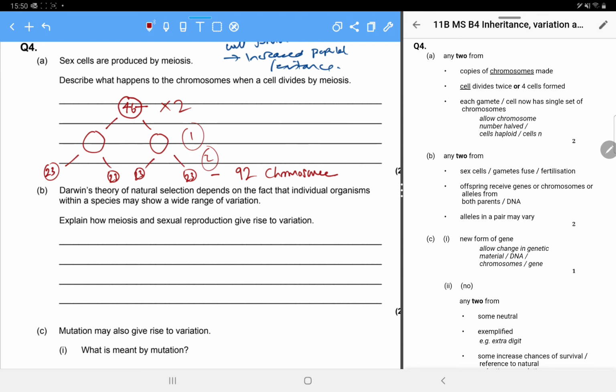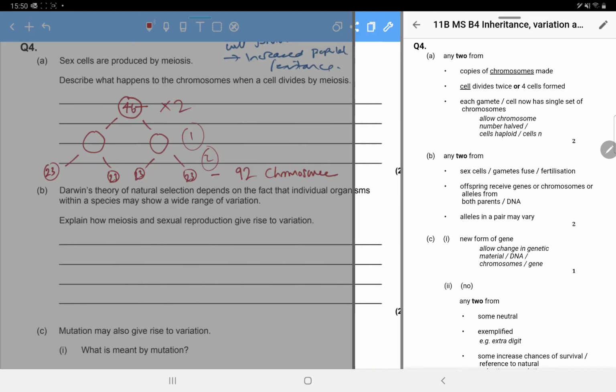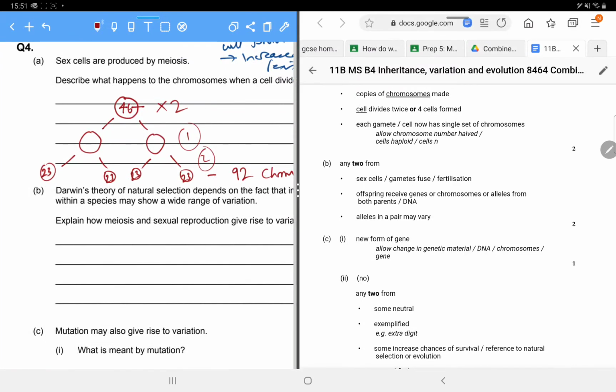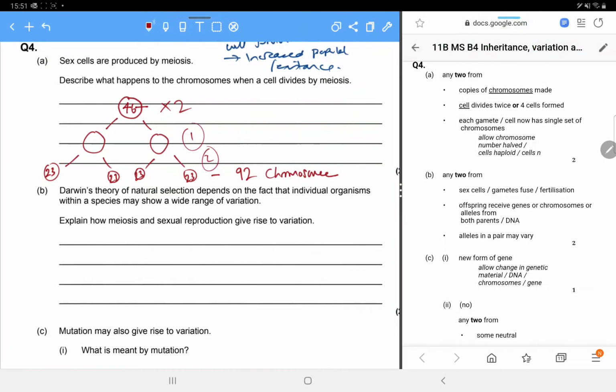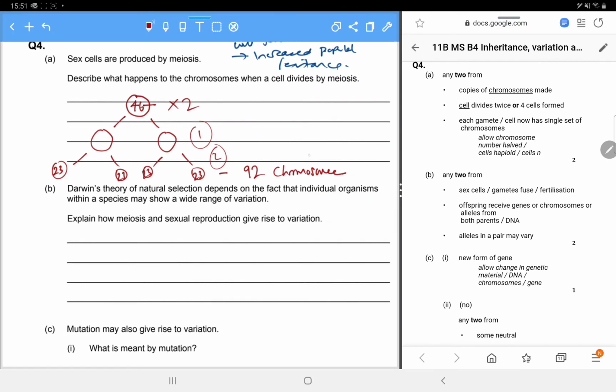So mark scheme here, we can see the sequence, and this is for 2 marks: copies of chromosomes made, cell divides twice, each gamete now has a single set of chromosomes, allow chromosome number halved, cells haploid. That is a nice word actually. Half the chromosome content is called haploid, and the full chromosome complement is called diploid. They're 2 good words to know.